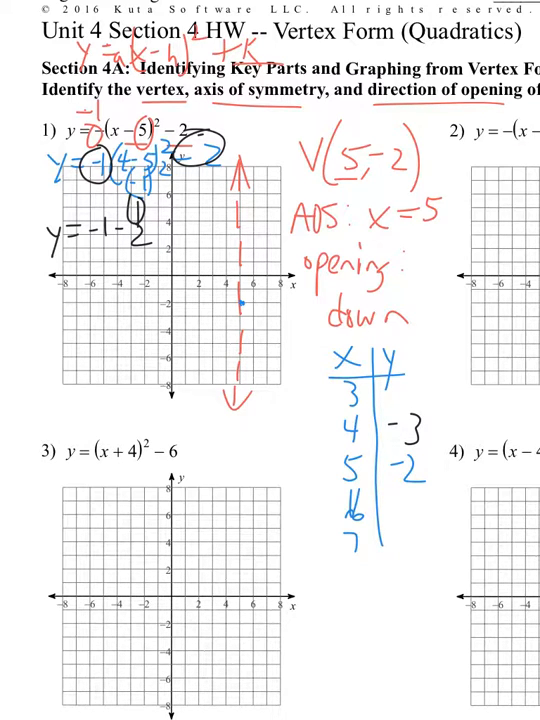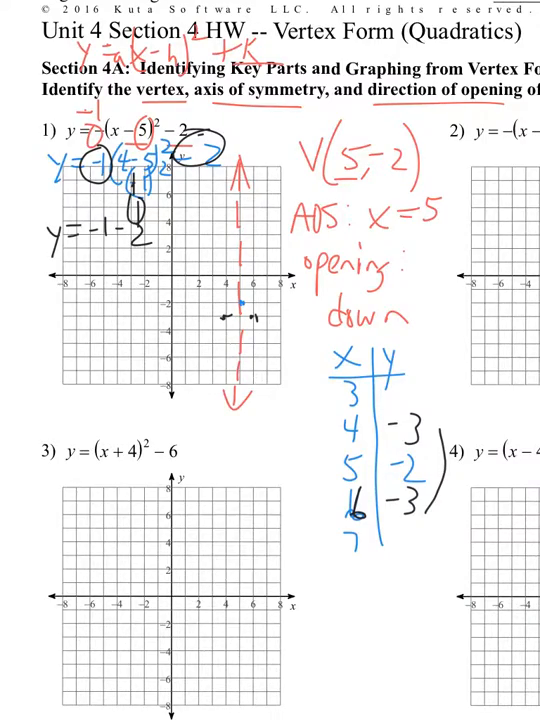Now let me tell you some unique things. There are some patterns that develop. If I try the point 1 unit on the other side of the vertex, plug in 6, I'm just going to get a positive 1 inside there if I do 6 minus 5, and that's going to turn out to also be negative 3. So at 4, we're at negative 3, and at 6, we're at negative 3.